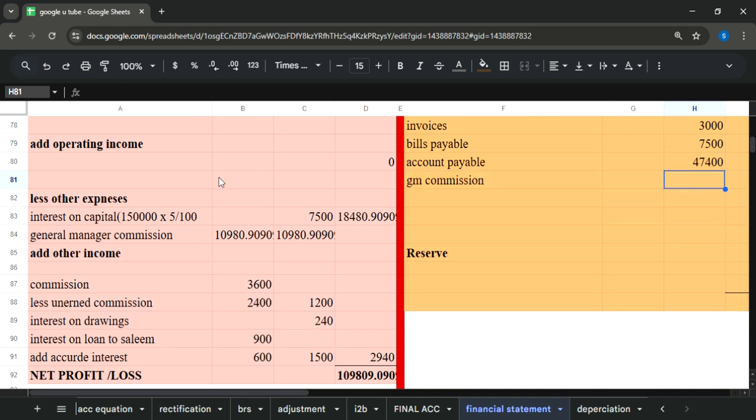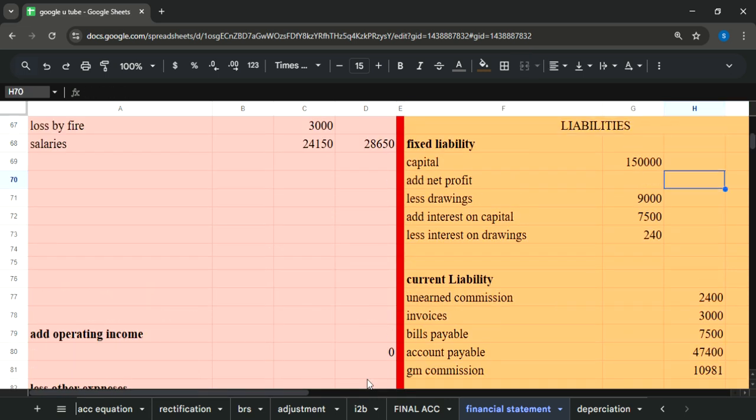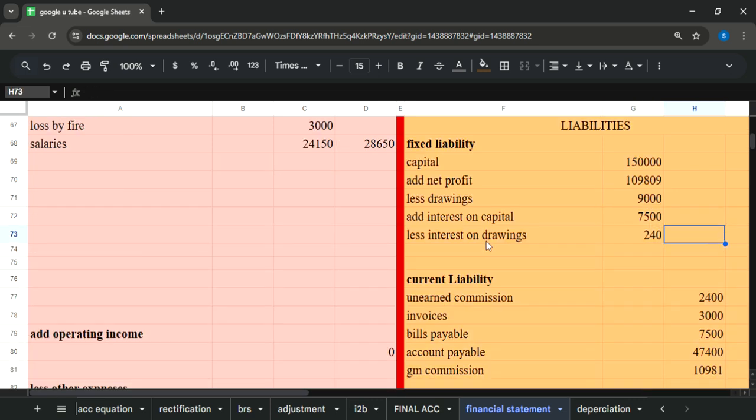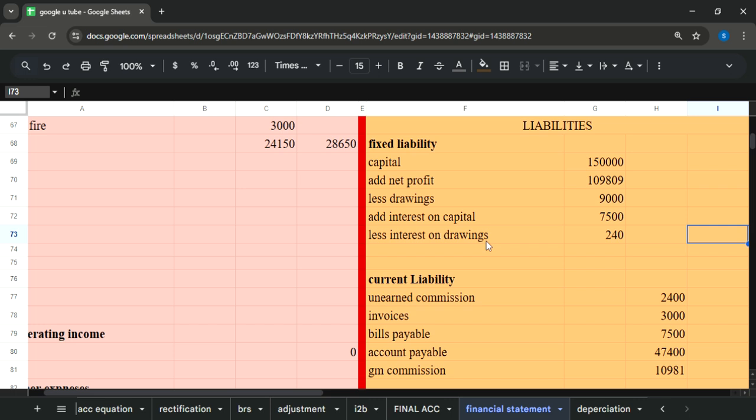We can round it off: 10980.9, so we may call it 1. Let's see if any difference we will get. The net profit is 109,809. Same net profit we can write. This was the place which was fixed, 109,809. Let's see, 109,809. In this way, we are now ready to start our calculation for liability side.